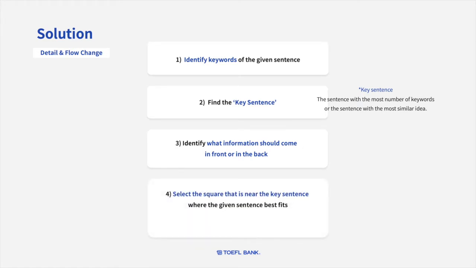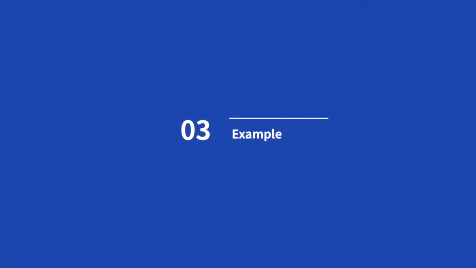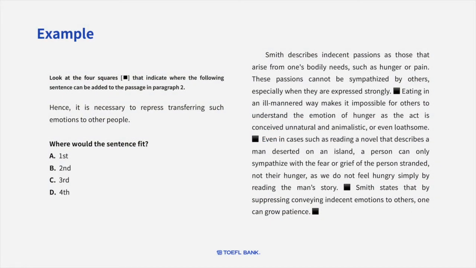Finally, select the square that is near the key sentence where the given sentence best fits in the passage. Check if it matches the sentence front and back. The most logically appropriate location is the answer. Here's a sample question we'll be solving together, but first, pause the video and solve the problem.